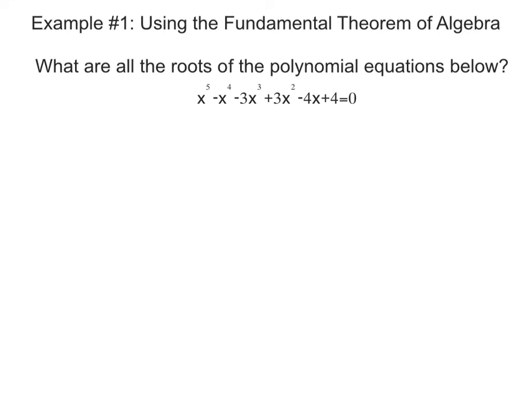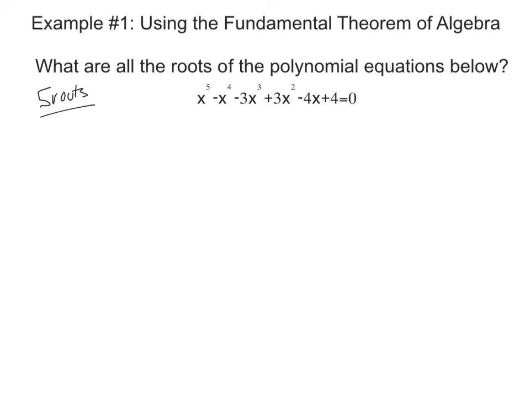So in example 1, it says, what are all the roots of the polynomial equations below? The first thing you need to understand is that the leading term has a highest power of 5. If the highest power is 5, then that means that there will be 5 roots. All right, so let's figure out what those 5 roots are. The first thing we need to do, since it is to the 5th power, we're going to have to use P over Q to help us narrow down our choices.